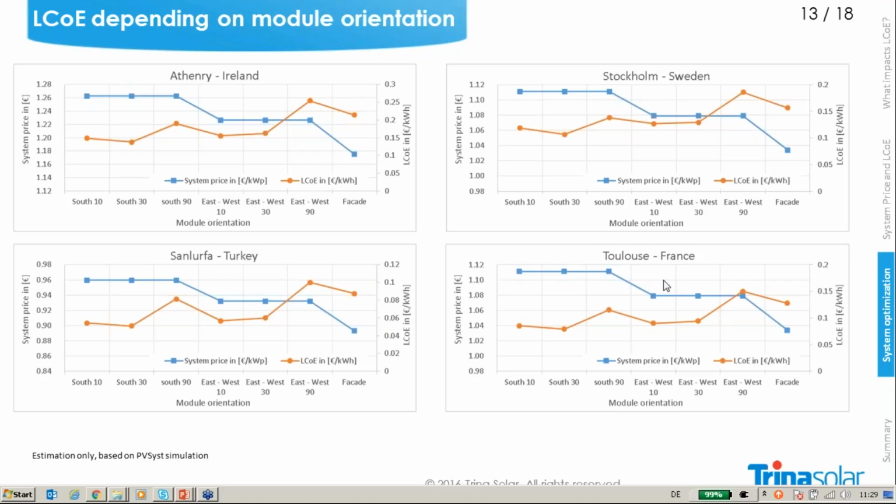There's a question, can I explain payback? Payback is basically the time you need to pay back the debt or to pay off the complete system. The grid costs are not considered here.